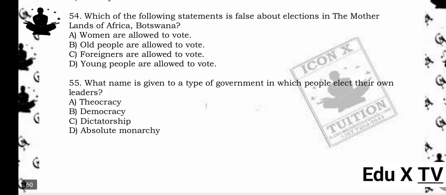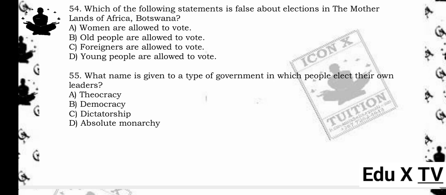constitutional change. 54. Which of the following statements is false about elections in the motherland of Africa, Botswana? A. Women are allowed to vote. B. Old people are allowed to vote. C. Foreigners are allowed to vote. D. Young people are allowed to vote. The answer is C. Foreigners are allowed to vote. Reason being, in Botswana, only citizens, not foreigners, are allowed to vote.